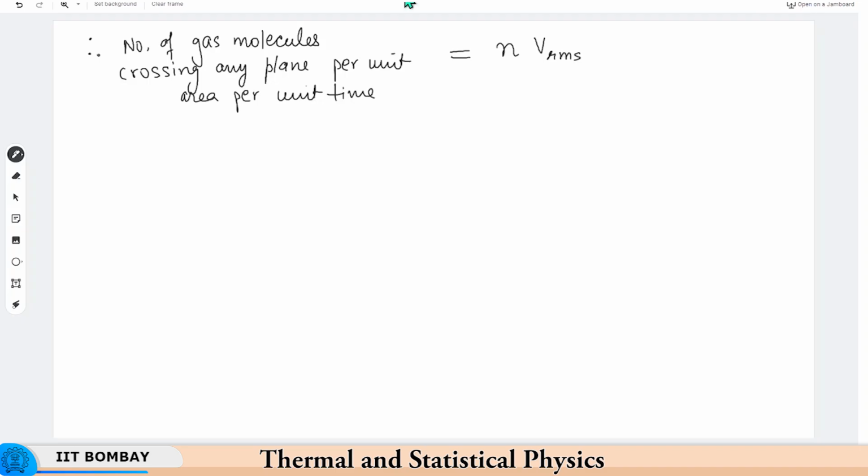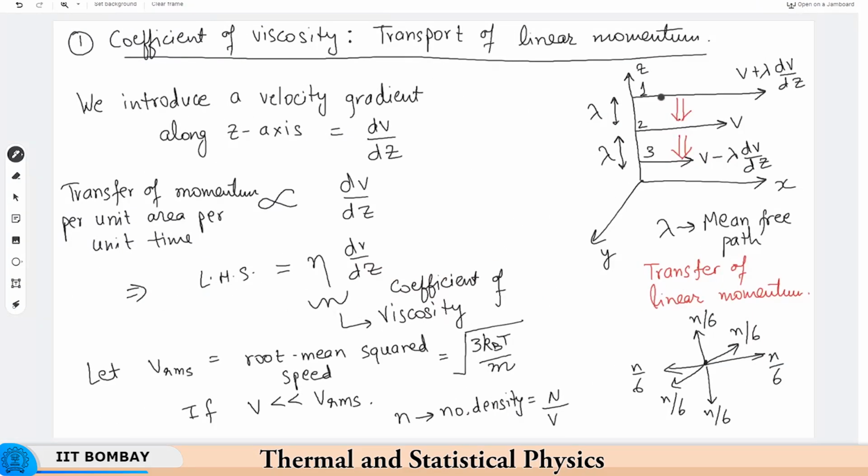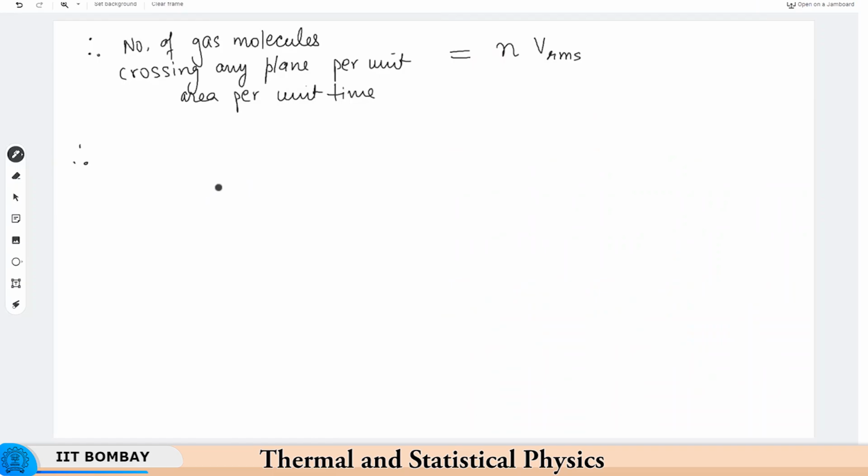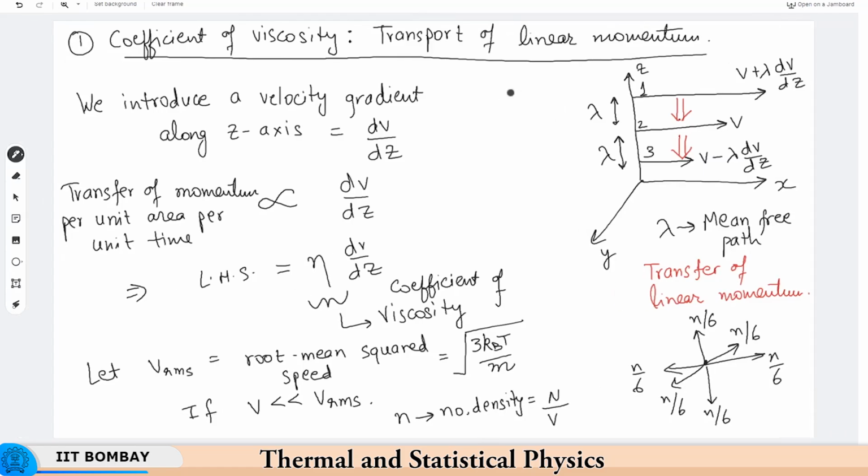All right. So the next step is, what is the linear momentum of gas molecules moving along plane 1? Remember, the molecules in plane 1 are moving at slightly greater momentum than molecules in plane 2.